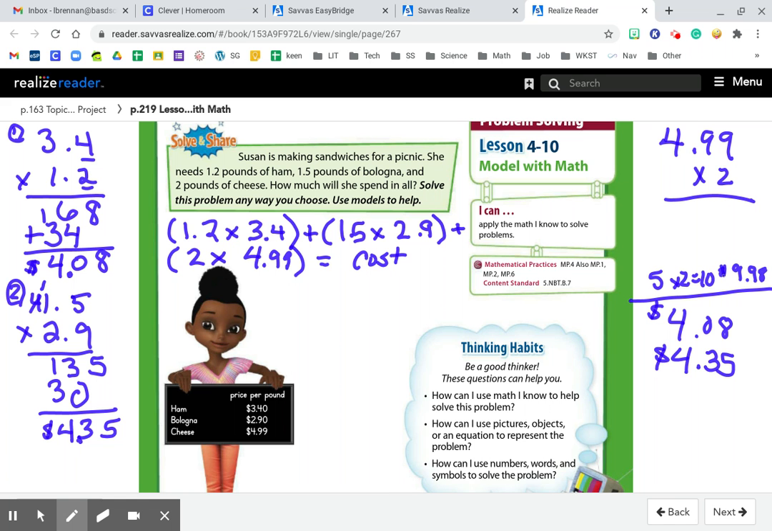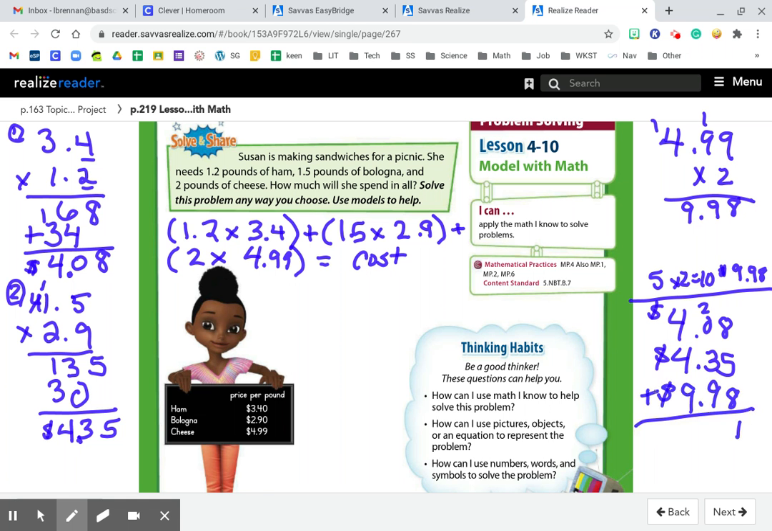But if you need to use the algorithm, 4.99 times 2, 9 times 2 is 18. 9 times 2 is 18 plus 1 is 19. 2 times 4 is 8 plus 1 is 9. 2 digits in decimal place value, 9.98. When I add them together, 8 plus 8 is 16, plus 5 is 21.